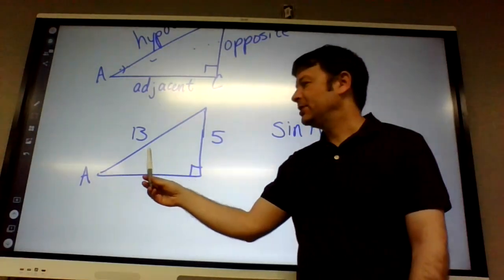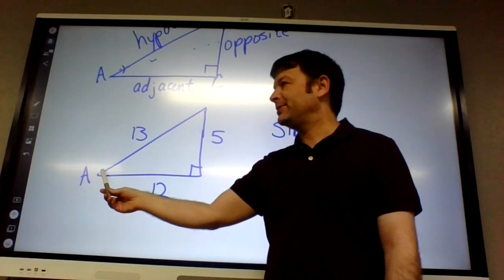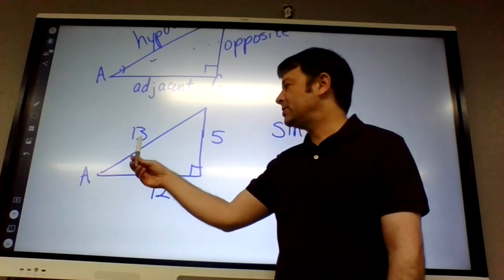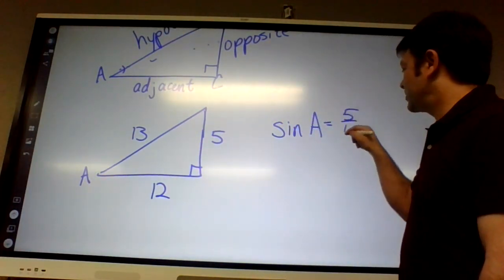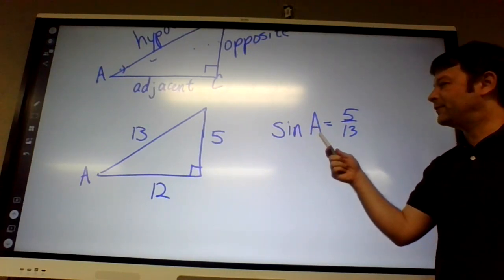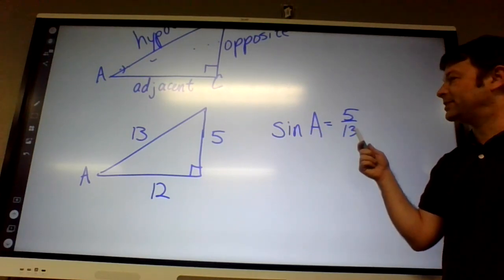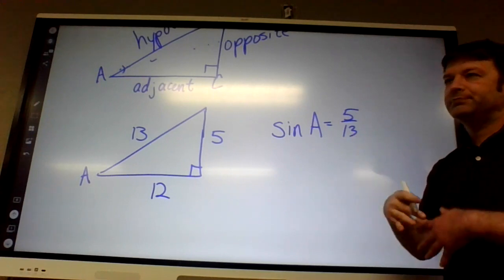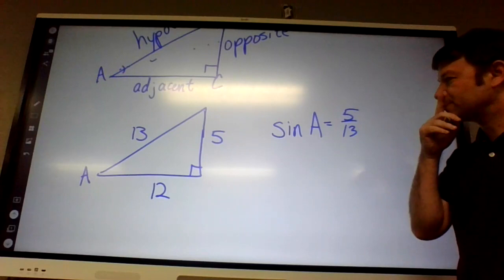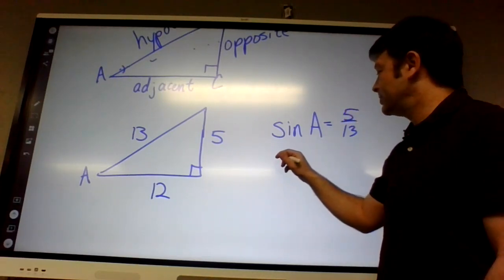Opposite over hypotenuse. Okay, so relative to this angle, what's the opposite side? 5. What's the hypotenuse? 13. So this would equal 5 over 13. Now, if we actually knew what angle A was, and we plugged sine of that angle in our calculator, it wouldn't probably spit out 5 over 13. It'd probably spit out 0.397, whatever, a decimal. But this is kind of practice for later.